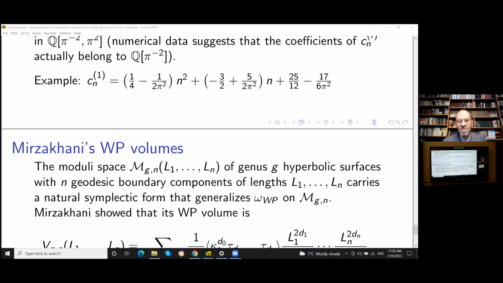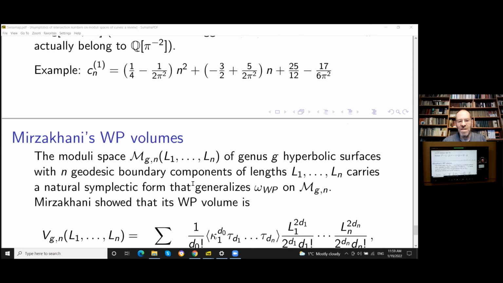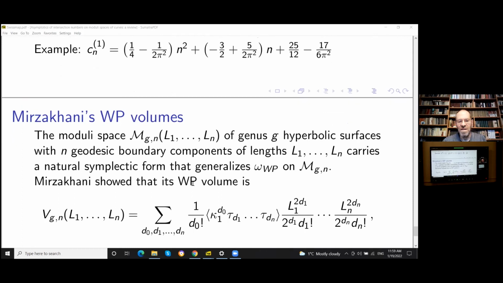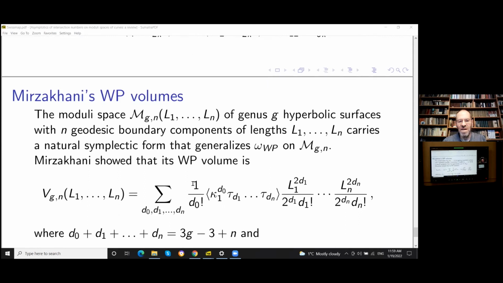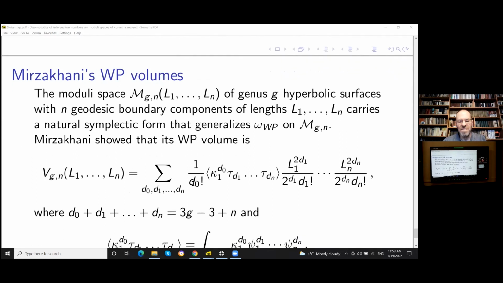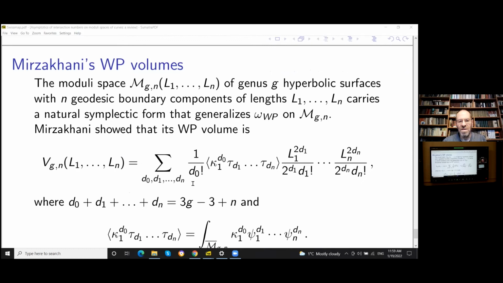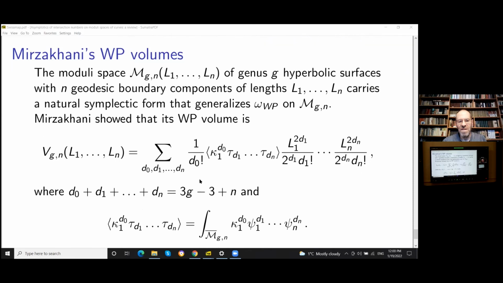Mirzakhani showed that the Weil-Peterson volume of this moduli space is finite and given as a polynomial in the L_i's, whose coefficients are certain intersection numbers that I'm going to define now. They differ from the correlators by adding the power of the kappa-1 class in such a way that the sum of these is the dimension of the moduli space.